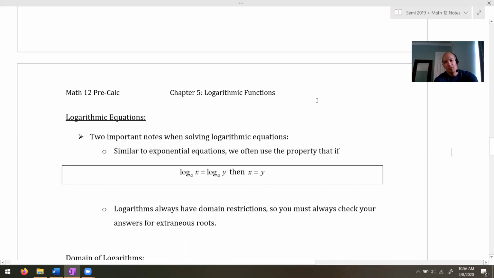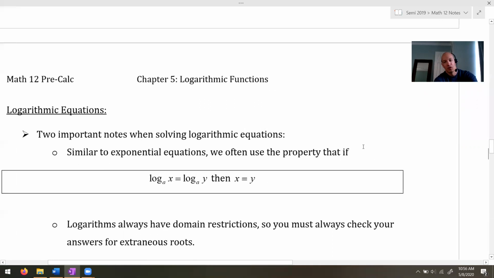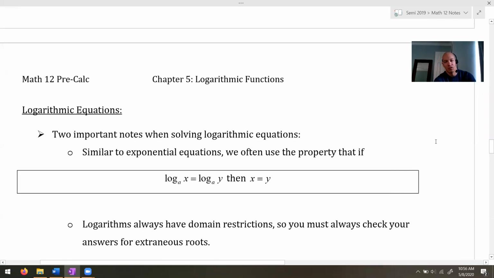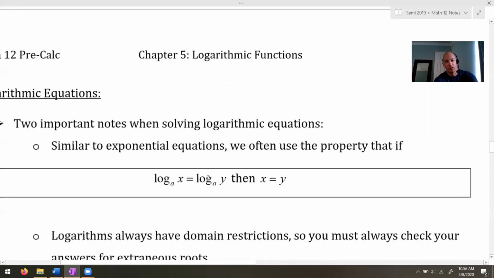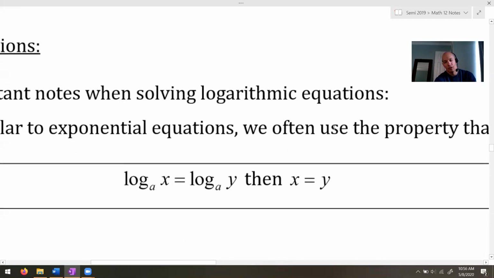In fact, sometimes it's almost easier because some of the hard work's been done, but we do have a few other things that make it just a little bit trickier. Domain restrictions are one of the big ones. So what we're going to do is look at this property first just to understand how we can solve log equations very easily. So I'm just going to zoom way in here.